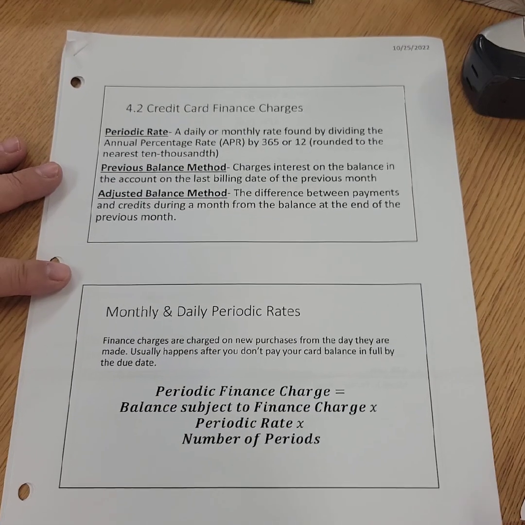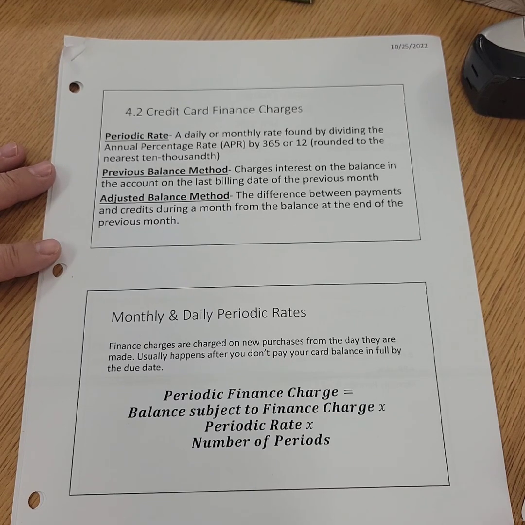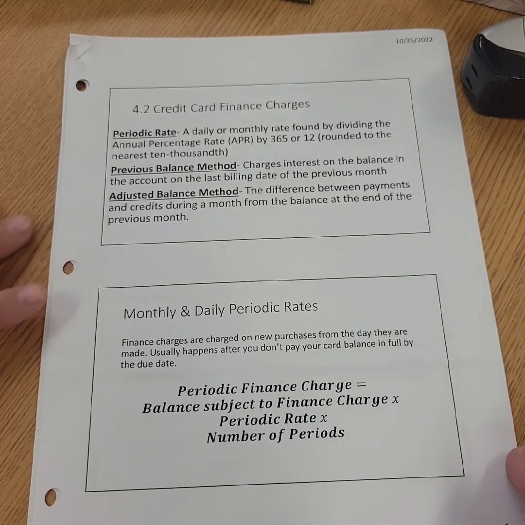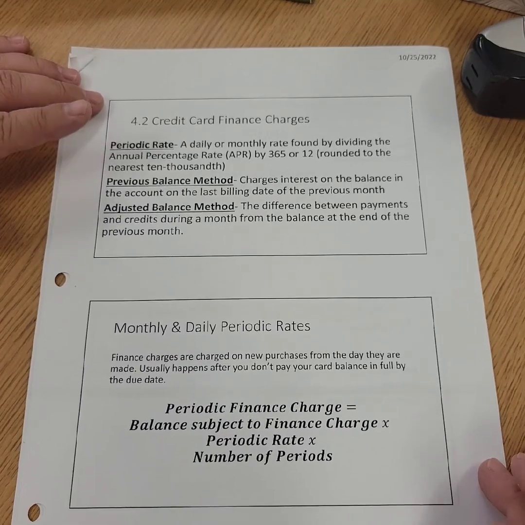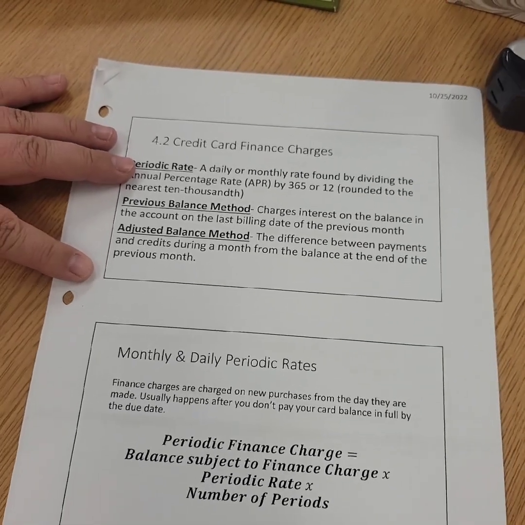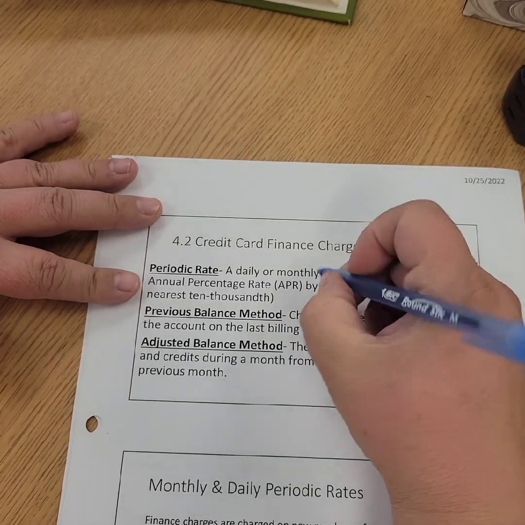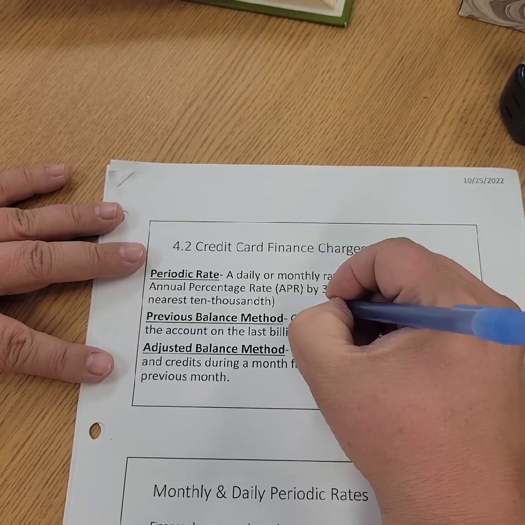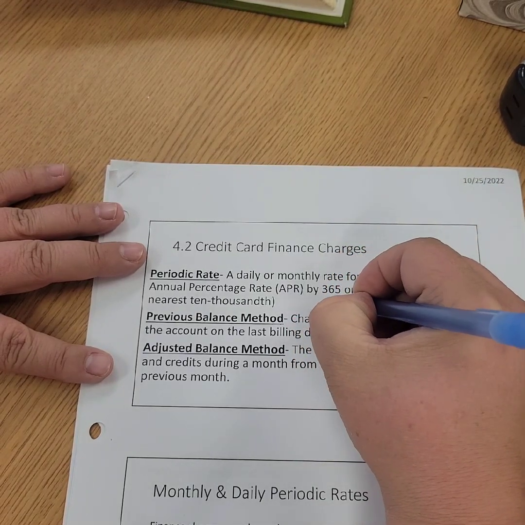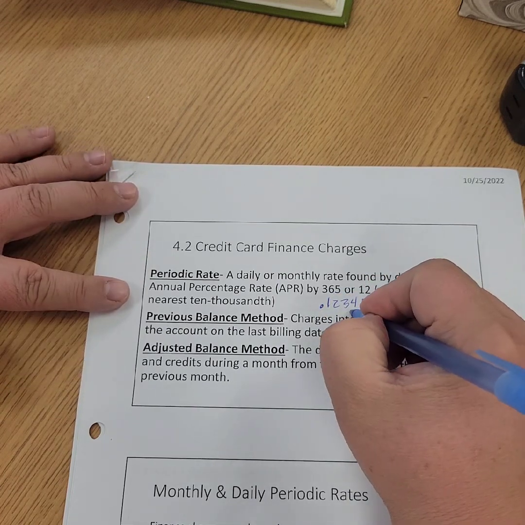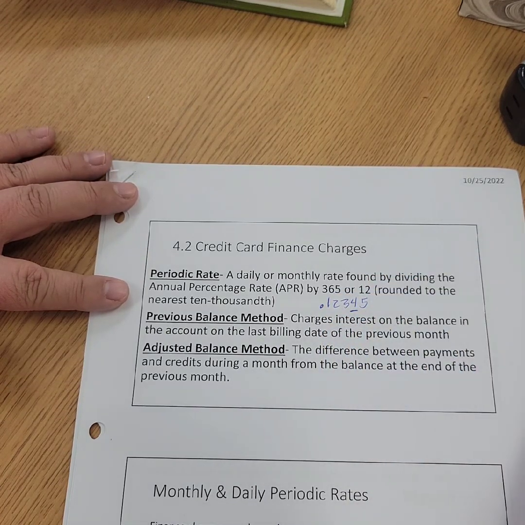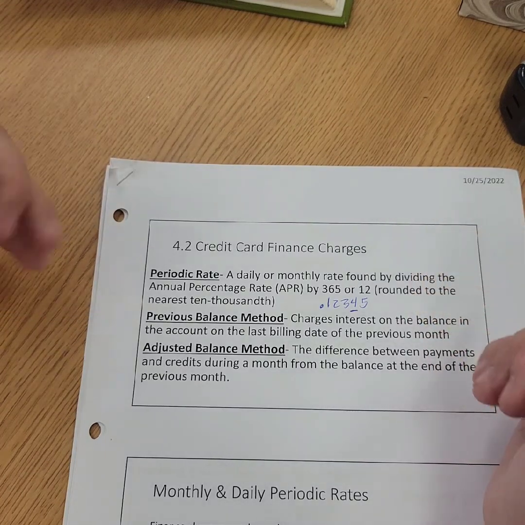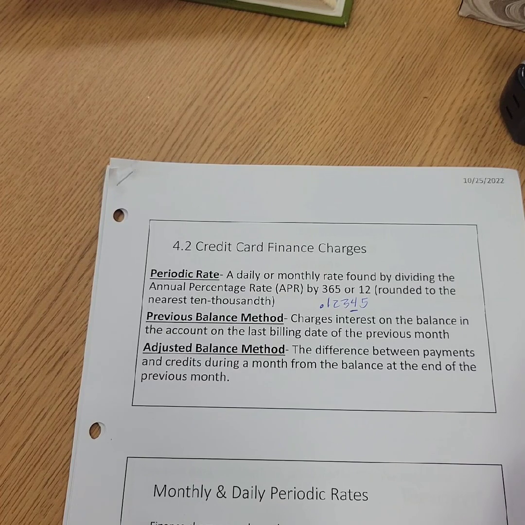Okay, so we have 4.2 credit card finance charges. When you're using credit cards, they generally are going to charge you interest either on a daily or a monthly rate. And if it's either one, really, you need to round to the nearest 10,000th. So if it's a decimal that keeps going, you actually have to round. So the 10,000th is this spot, so the 5 would tell the 4 to go up. And then that's still a percent, and then you have to move the decimal over 2 for that.